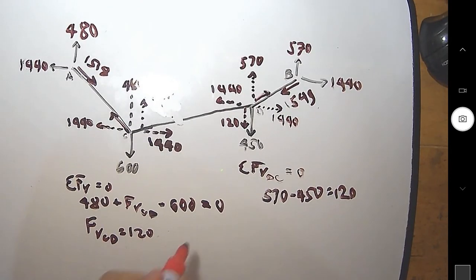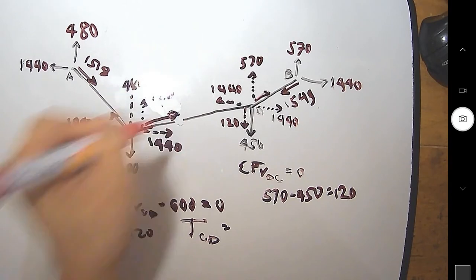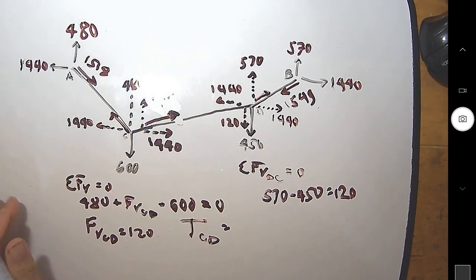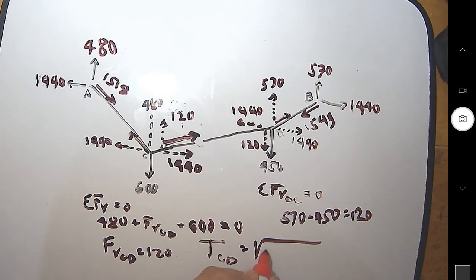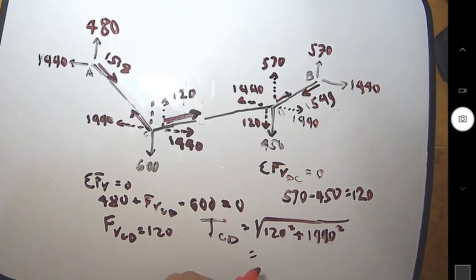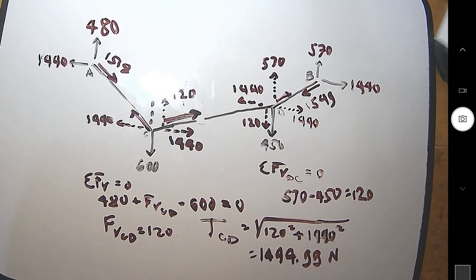Next, let's now solve for tension CD, which is yan. Okay? So, that is now tension CD, yang arrow na to. So, ganun din, tension CD is the square root of 120 squared plus 1440 squared. That is approximately 1444.99 newtons. Okay? So, that's it.